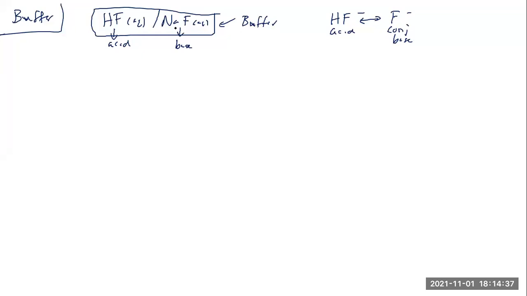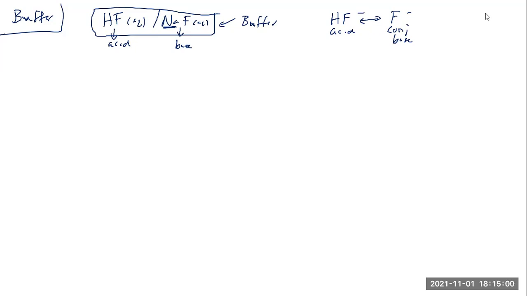Why do we call this a salt? Because it has sodium there to balance out the charge, not really doing anything other than balance out the charge. But that's why it's sometimes referred to as the salt of its conjugate base, because the sodium balances out the charge. But the really two active participants here in this buffer are HF and F minus.